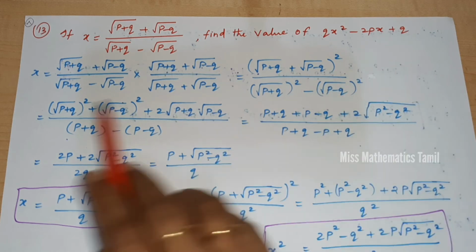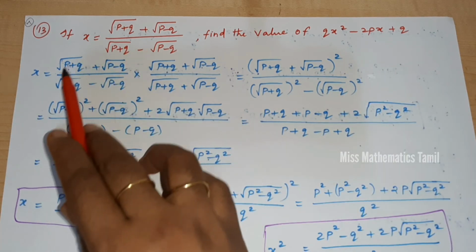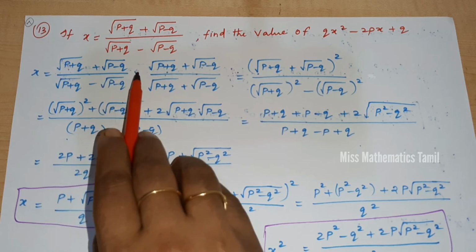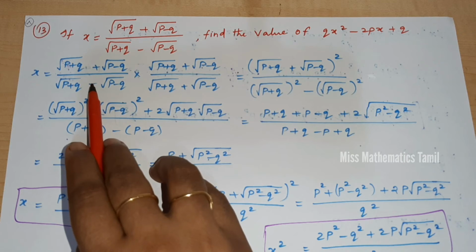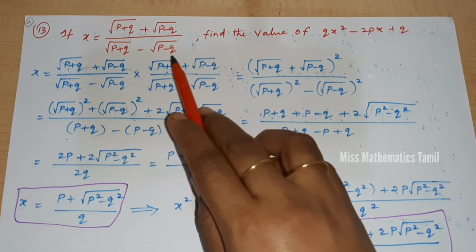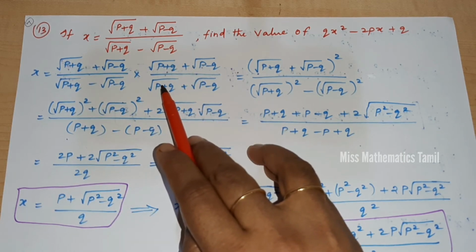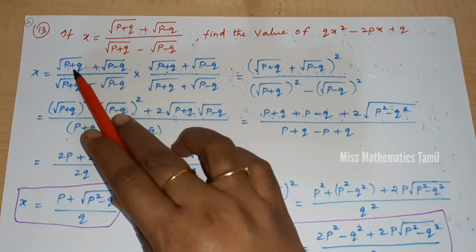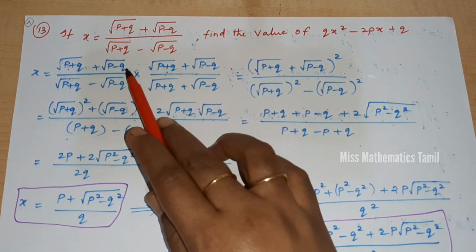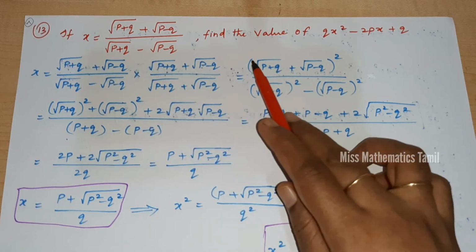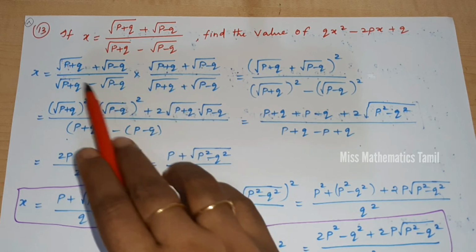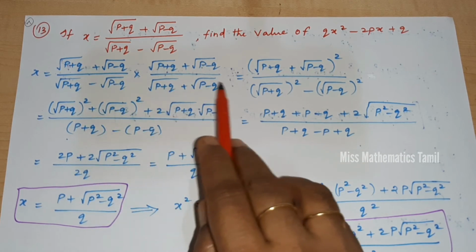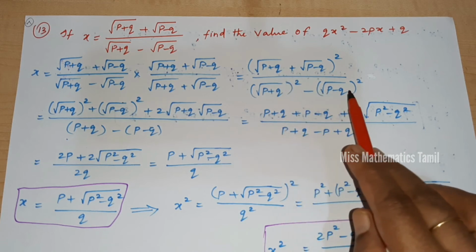13th sum, if x is equal to this, find the value of qx square minus 2px plus q. Okay. So next x is equal to that given sum I am writing here. In the denominator we have to rationalize, right? So that I am changing sign here and multiplying both numerator and denominator. Right? So see here p plus q plus root of p minus q, both are same, so that I am writing the whole square. In the denominator see opposite signs, so a minus b into a plus b, so that here a square minus b square identity I am using.